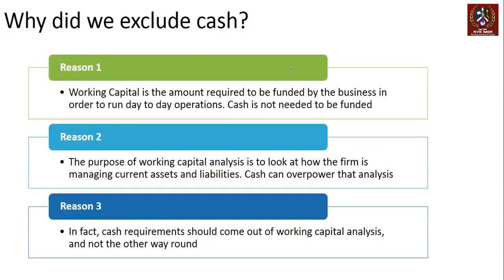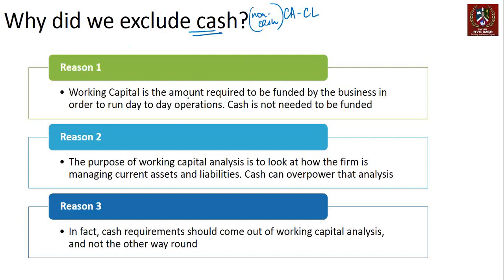Now, we also remember that when we did our formula calculation, instead of doing CA minus CL, we were practically using for all parts non-cash current assets minus current liabilities. So we were using inventory, we were using receivables, but we were not using cash, right? Why did we exclude this cash? There are multiple reasons, and we'll take a look at the reasons.